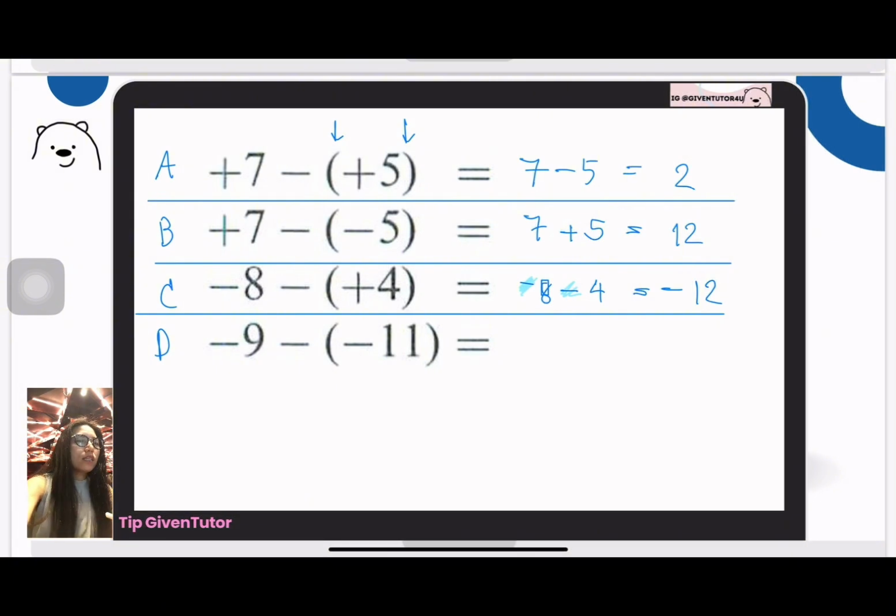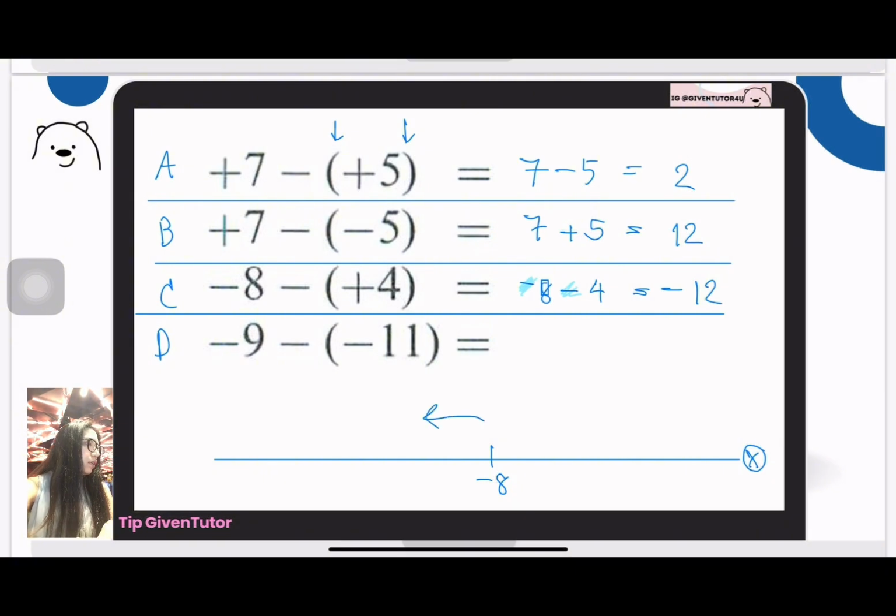People always think this C is the 4, but if we have the line right here, the start is the minus 8, and then you got the minus, it means that you go up on the minus side, right? So it will be 1, 2, 3, 4, this is the minus, so it will be minus 9, minus 10, minus 11, and then minus 12, right?